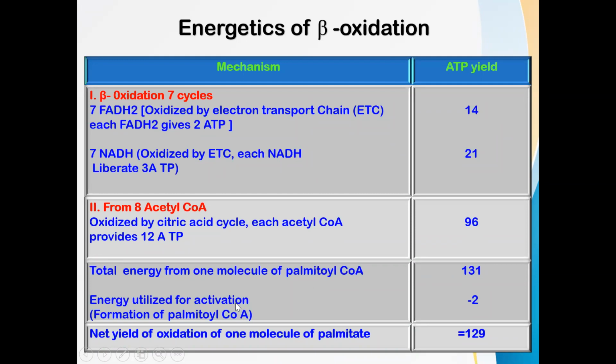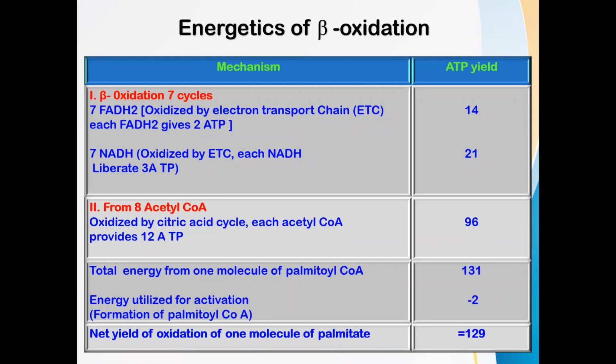But if you remember, in the beginning, during the activation of fatty acid, 2 ATP molecules are utilized. So if you subtract those 2 ATP molecules, the total number of ATP molecules formed by the complete oxidation of 1 molecule of palmitic acid is 129. So this is how you need to write in your exams also.